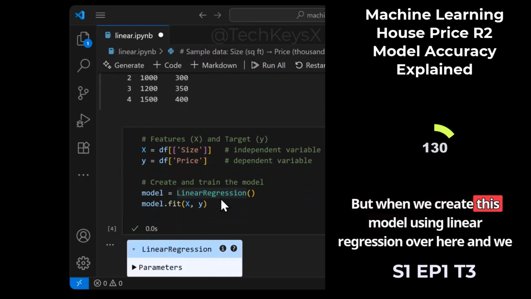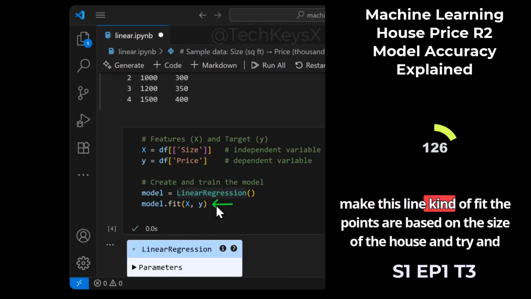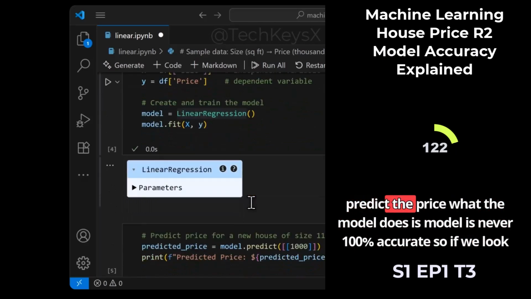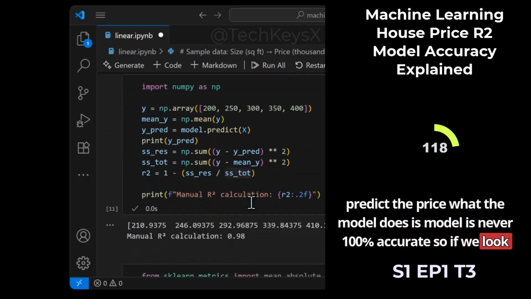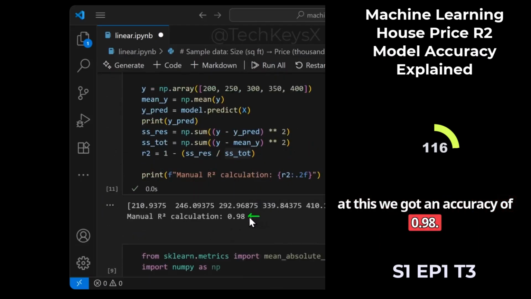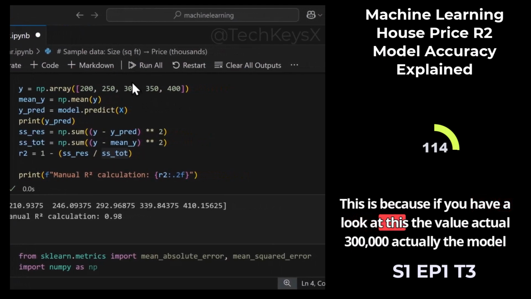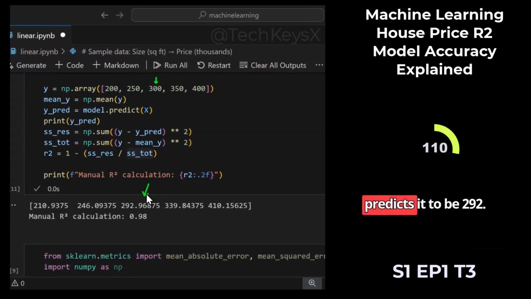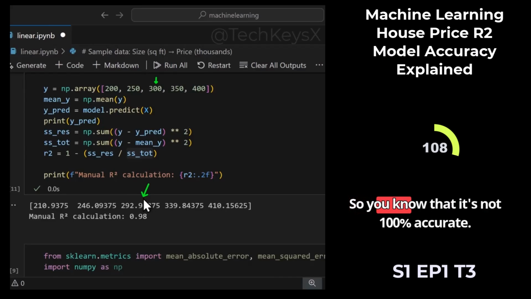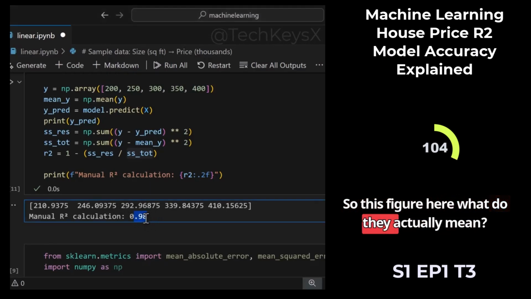But when we create this model using linear regression over here, and we make this line fit the points based on the size of the house and try to predict the price, the model is never 100% accurate. So we got an accuracy of 0.98. This is because if you have a look at this, the actual value is 300,000, but the model predicts it to be 292. So you know that it's not 100% accurate. So what does this figure actually mean?